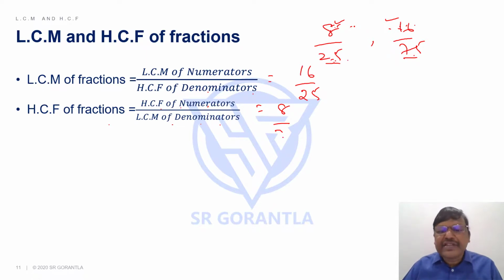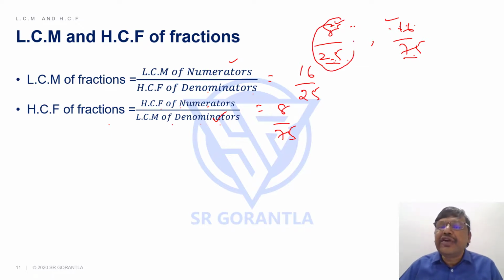You know how to calculate. Please calculate, you will get 75. So this is how you find HCF of fractions. But one caution, students. You should be aware that this formula can be applied only when the fractions are in their simplest form.